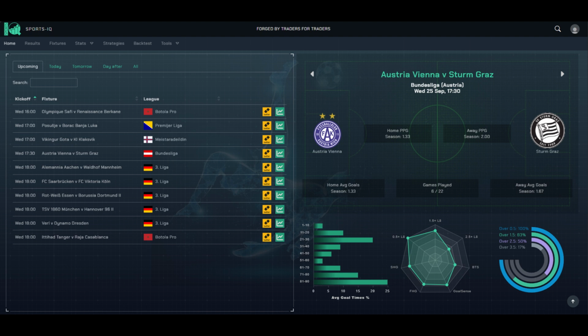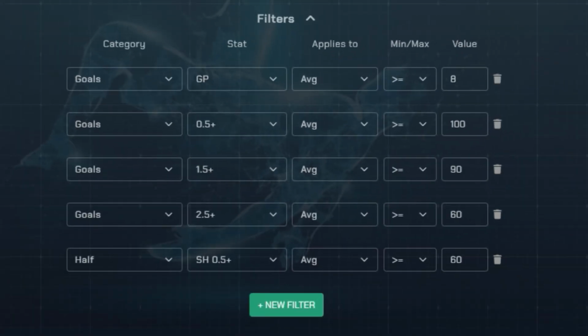To set up this strategy, we rely on a series of specific filters that narrow down the best possible games for this approach. Let's walk through these step by step, starting with the first filter, which is GP, or games played. This metric is crucial because it provides a baseline of recent form, giving us a solid foundation of data to work with. You need a minimum of 8 games played for a team before you can reliably use this as a strategy, as anything less would be based on incomplete or inconsistent form data.